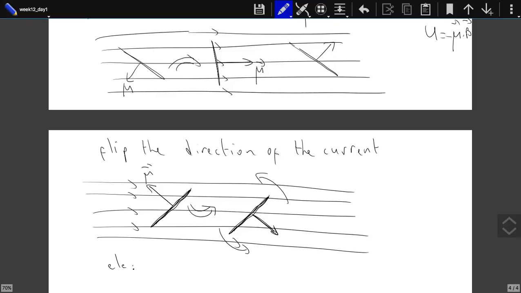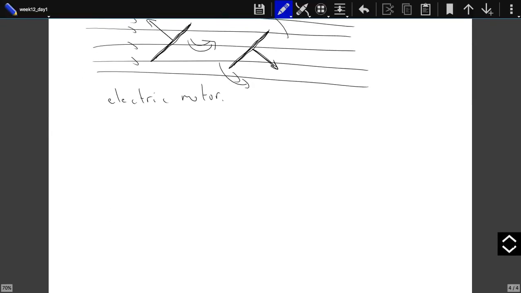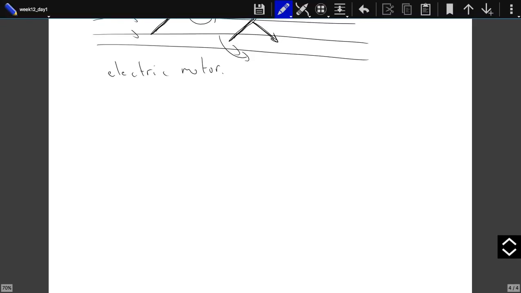This is what we call an electric motor. The trick is how do you flip the direction of the current? That's something you have to work out. If you just open up an electric motor, did you open up an electric motor? A DC motor? No. It's either yes or no. I don't remember. Open one up.